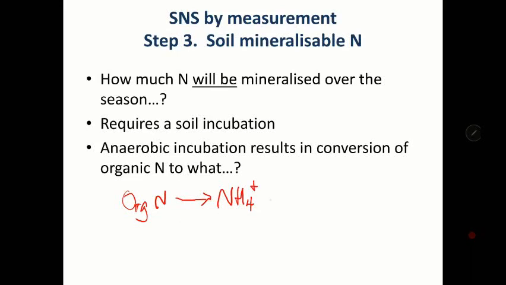Because it's anaerobic, now normally when we study the N cycle, remember that ammonium N tends to go on to nitrate, but because it's anaerobic, that doesn't happen. So we just get ammonium accumulating. So we incubate for about 7 days, and then you measure your ammonium levels at the beginning of the 7 days and the end of the 7 days, and that gives you an idea of how much mineralization potential that particular sample had.